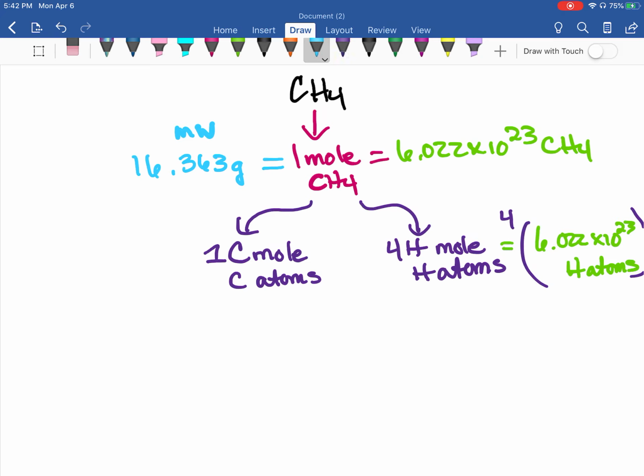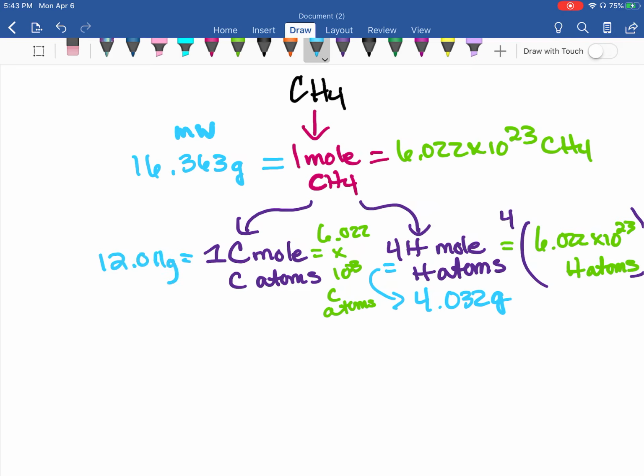Okay, and then how much is that going to weigh? That was our 4 times our molecular weight. So that was, I better draw it down here. What was that? 4.032 grams is how much that weighs. And then in our carbon, we had 6.022 times 10 to the 23rd carbon atoms. And how much did that weigh? That weighed 12. Okay, so now for all of this, and then let's go ahead and highlight our mole ratio.